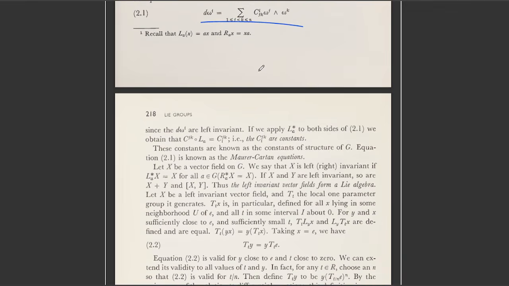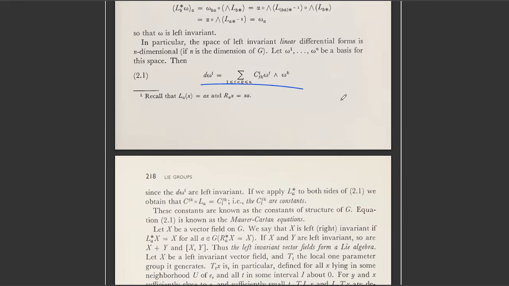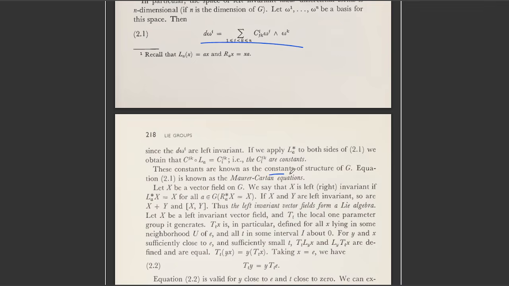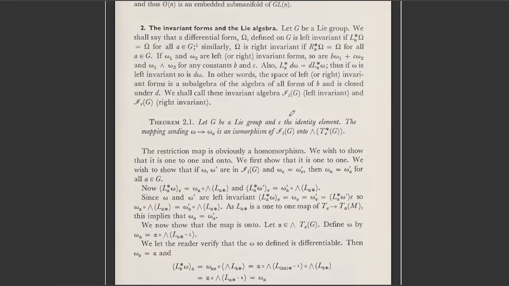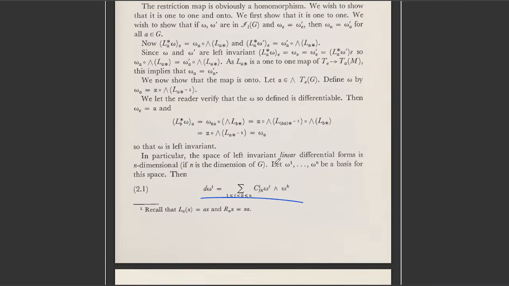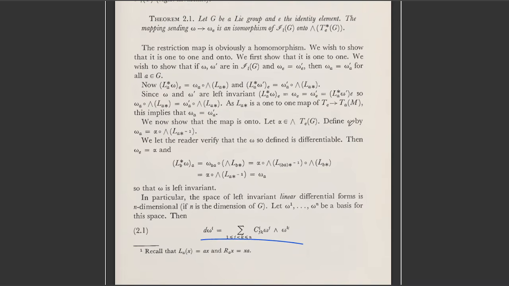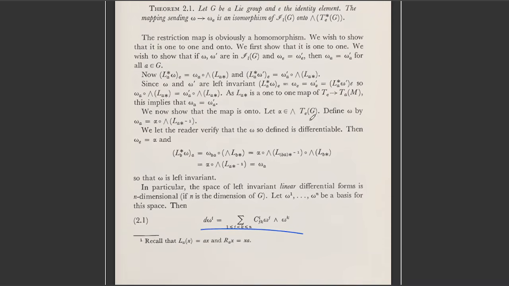Oh, and the Maurer-Cartan equations as well. These are structure equations that are important to give us the constants of the structure of the group. And the tangent space of the identity, I can't remember if that was up here or not. Yeah, the tangent space of the identity is the Lie algebra itself. So that's a really big result as well. So that's what gets developed here.